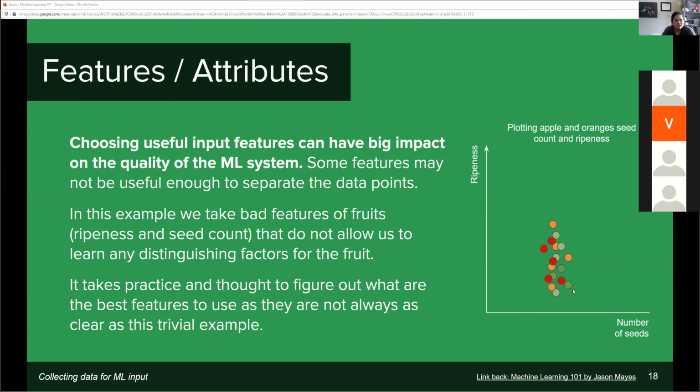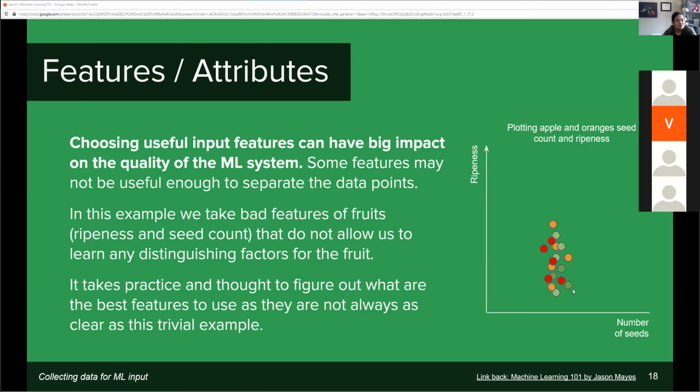So choosing useful input features can have a big impact on a machine learning system. What they're saying is some features are more useful than others. In this case, ripeness and seed count don't let us find any distinguishing factors for the fruit. One of the things about machine learning is selecting the most appropriate features.